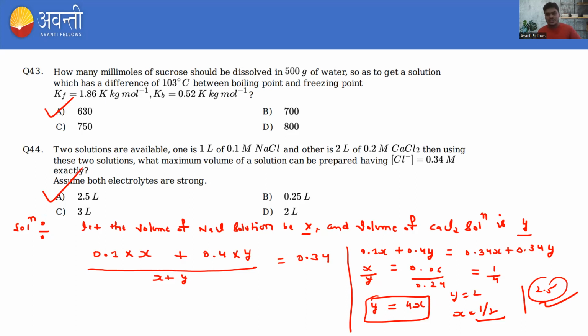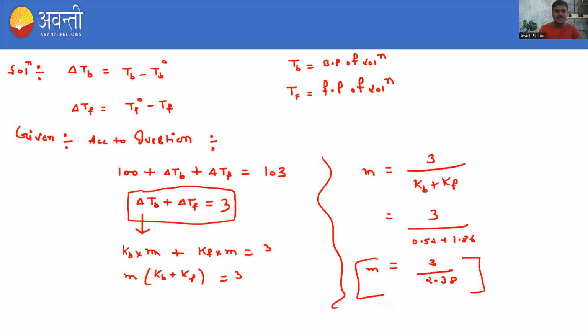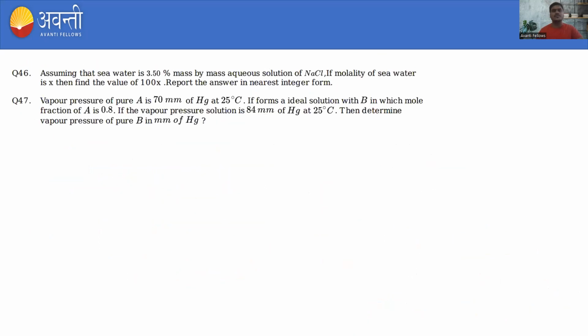I hope this is understood. समझ आया होगा सबको कि कैसे सॉल्व किया हम लोगों ने. चलो. Now let's move to the next question. That is question number 46. So what does question number 46 ask? Let's see.